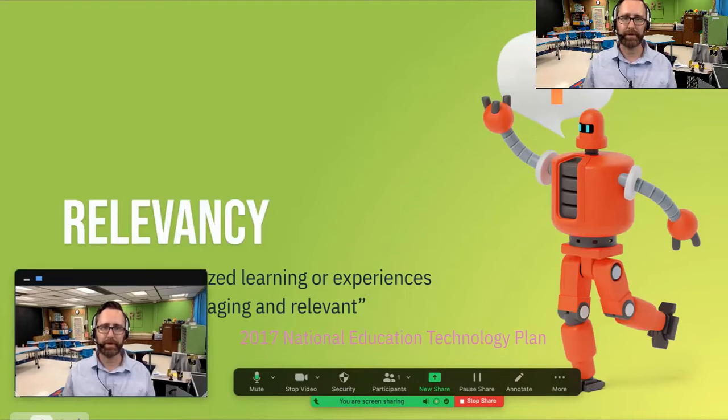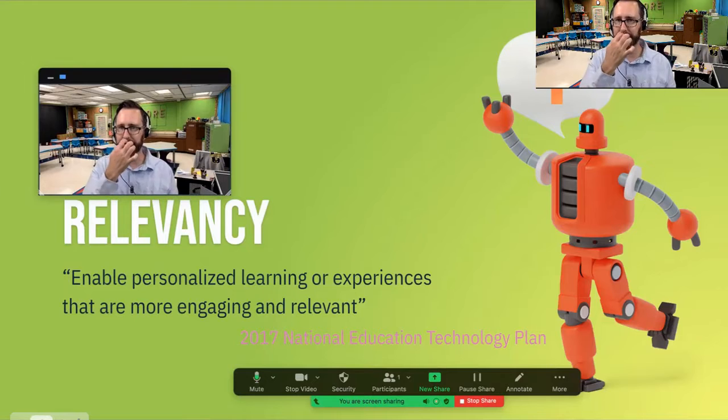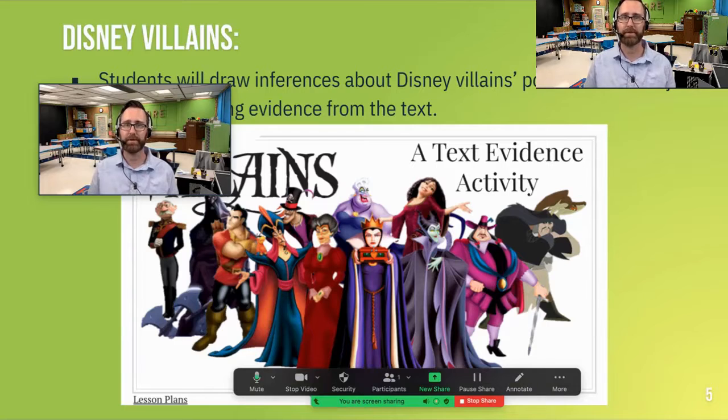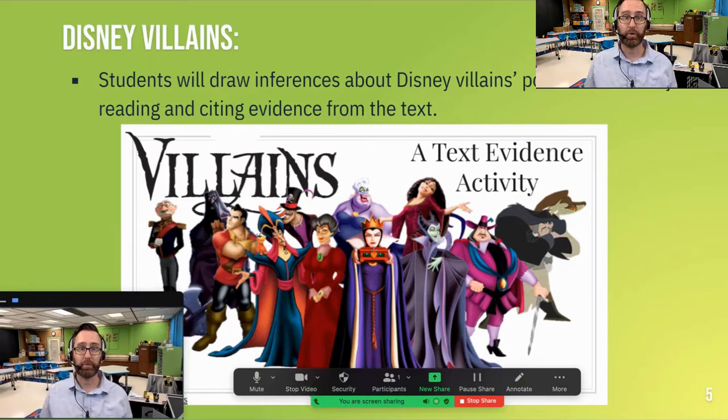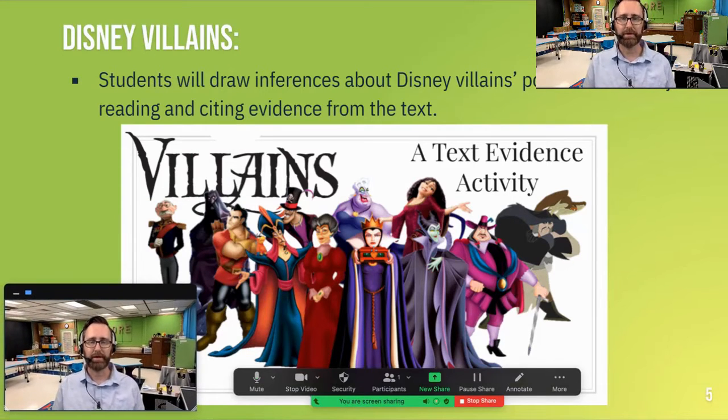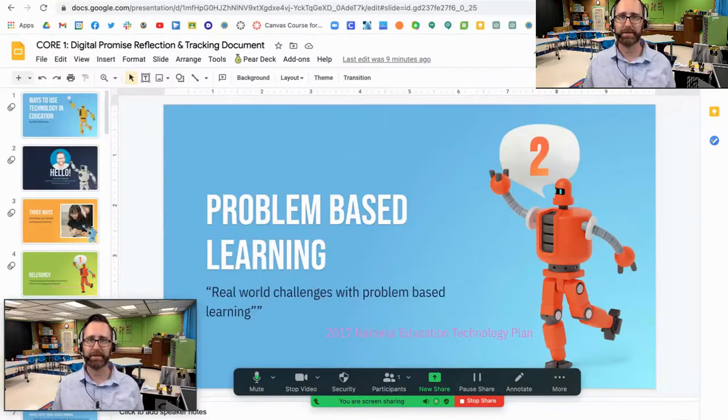And the first way comes from the National Education Technology Plan and its relevancy. And the quote from this plan is that technology can enable personalized learning or experiences that are more engaging and more relevant. And here's an example of a lesson where students will draw inferences about Disney villains' possible crimes by reading and citing evidence from the text.